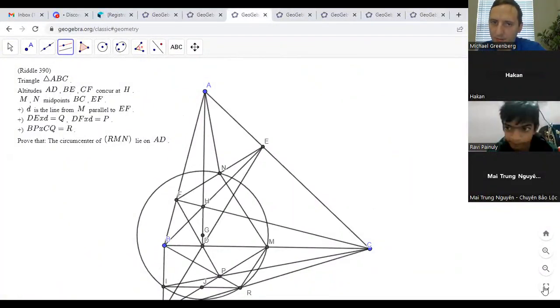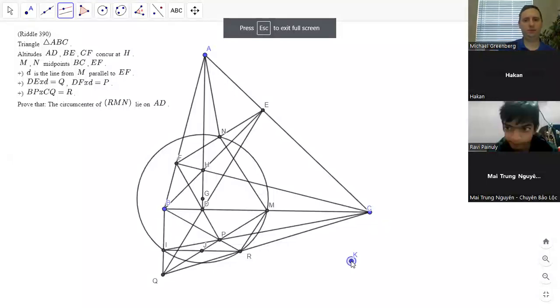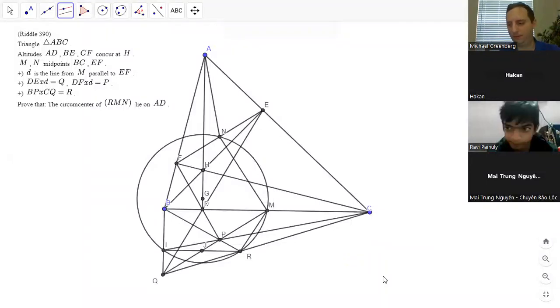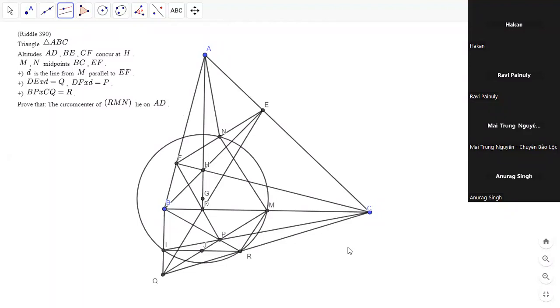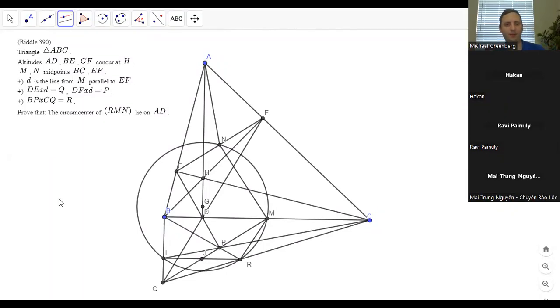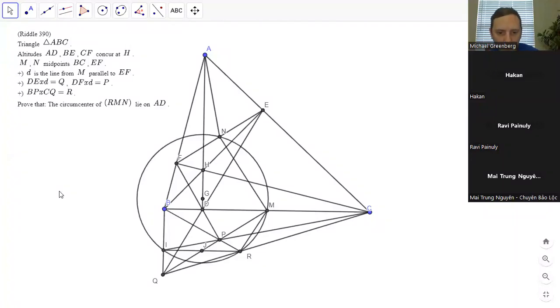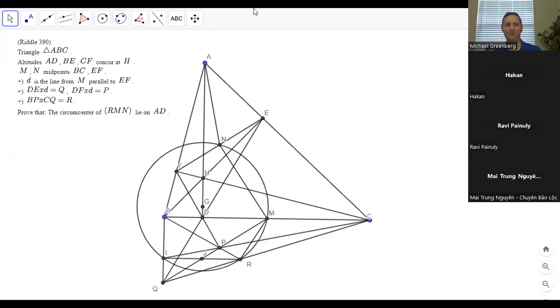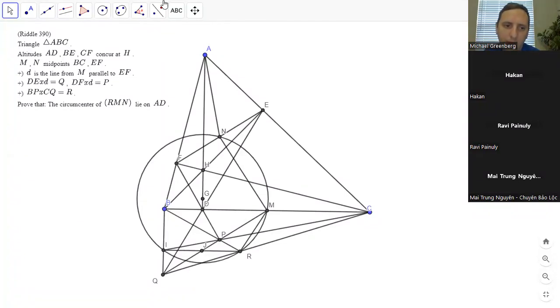So here's the last problem we solved. Thanks for joining us, Anurag. Just a couple minutes left. So yeah, I think we've solved like 4 problems besides this. 4 or 5.